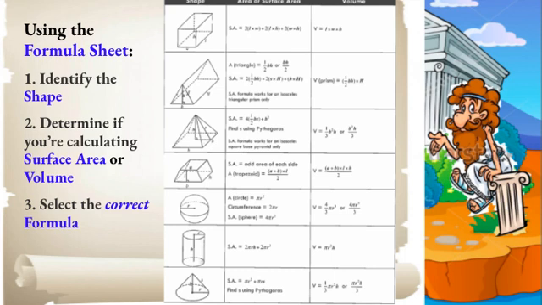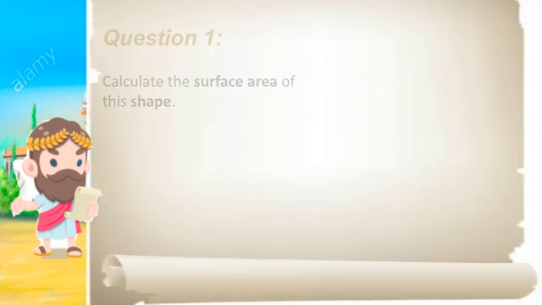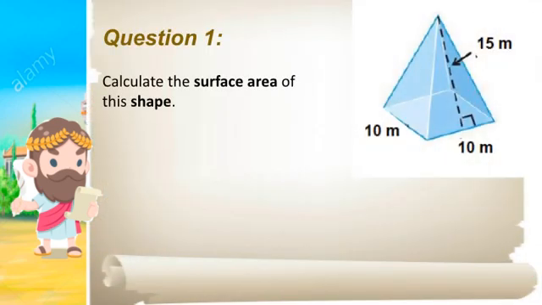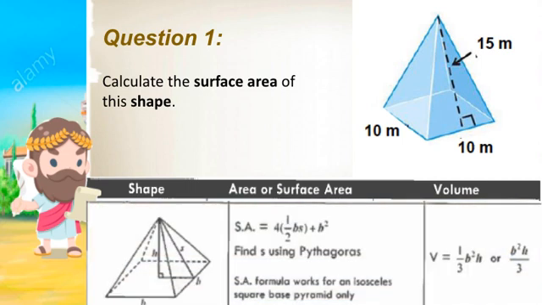Greetings. My name is Plato. I'm excited to continue teaching you about volume and surface area. Let's begin with this problem, calculating the surface area of this shape with the dimensions seen here. First, let's determine what shape this is and choose the correct formula from our formula sheet. You're right, this is a square-based pyramid and the correct formula is the corresponding equation found in the surface area column. This formula may seem complex, but with a little imagination, you'll see that it is much simpler than it appears.